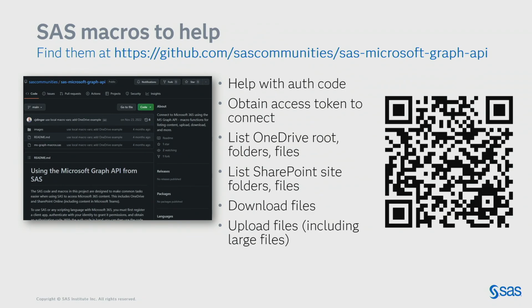I've talked a little bit about the macros. If you want to, there's a QR code that goes to the GitHub, but again, if you Google this topic, you're going to land on my blog post, and links to everything are there. These macros will help you get that initial token. They will help you do the things that most people want to be able to do. List the folders that are in my Teams or SharePoint, list the files, download a file that I need, upload a file that I want to publish from SAS.